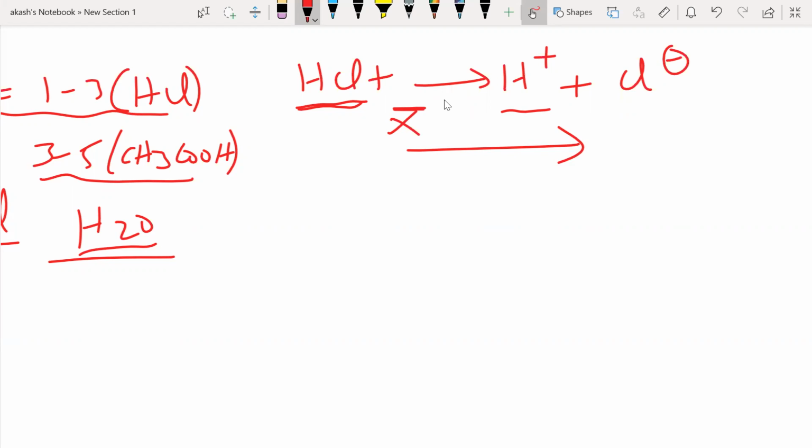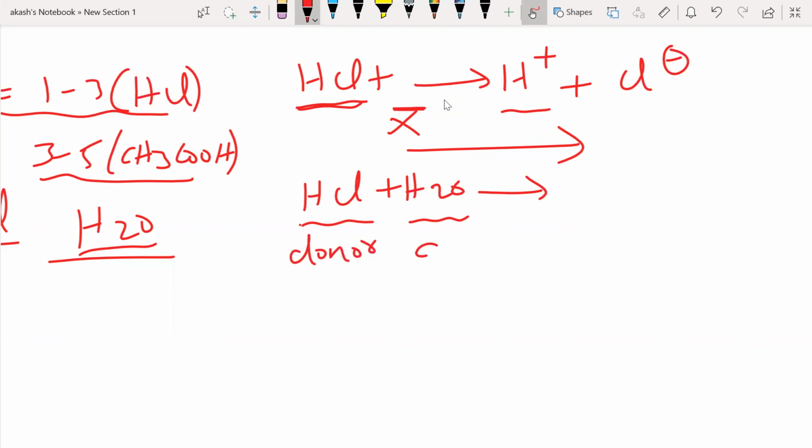I'll give you a sense of this. Say, for example, I have HCl and it reacts with H2O. Now what is going to happen? We know that this is going to give me H plus. Obviously, the water molecule in this case is going to act as the H plus acceptor. Please understand that HCl is going to be the H plus donor, I can even write it here, donor, and this is my acceptor molecule.